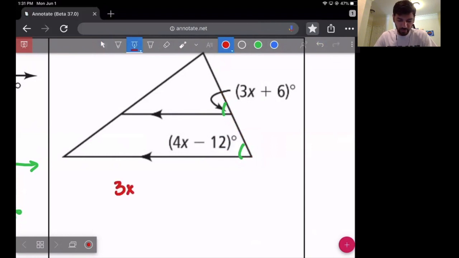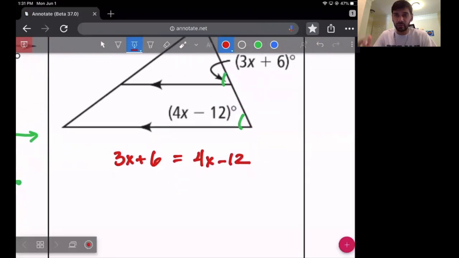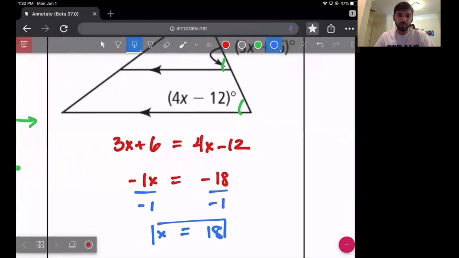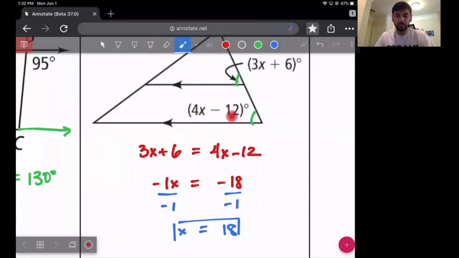So I can say 3x plus 6 is going to be equal to 4x minus 12. And since this is an equation, I can solve for x. Just use my Algebra 1 skills and let's solve for x. So let me collect my x's to the same side. If I subtract 4x this way, I'll get negative 1x is equal to, and if I subtract 6 this way, negative 12 minus 6 is negative 18. Divide by negative 1 on both sides. So x has to be equal to 18. But this isn't what we're looking for. We want to figure out what the angle measure is. So I need to just take 18 and plug it into here.